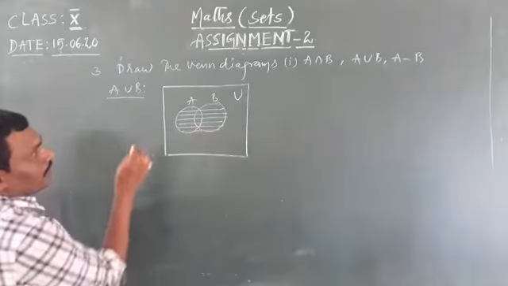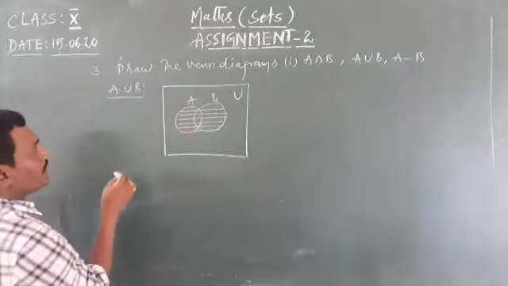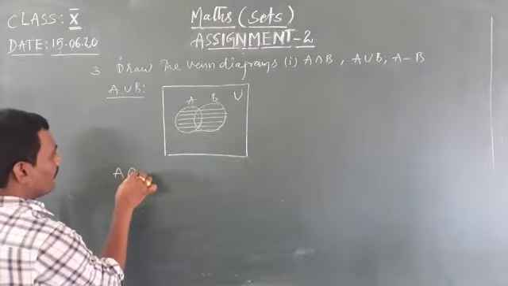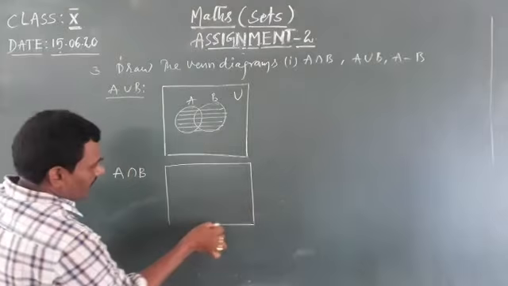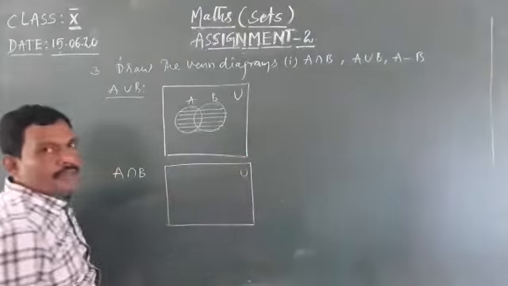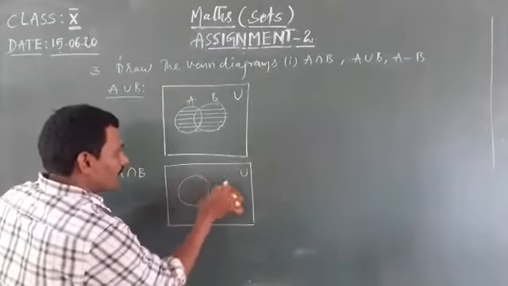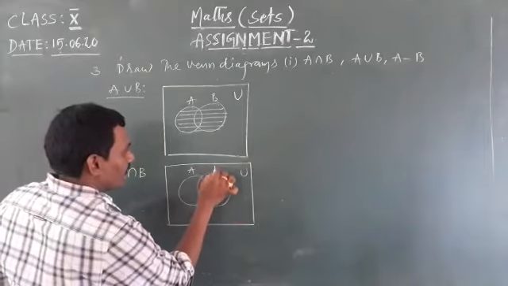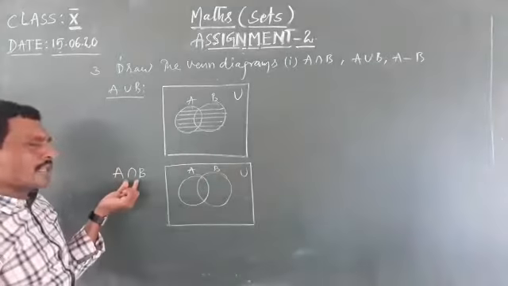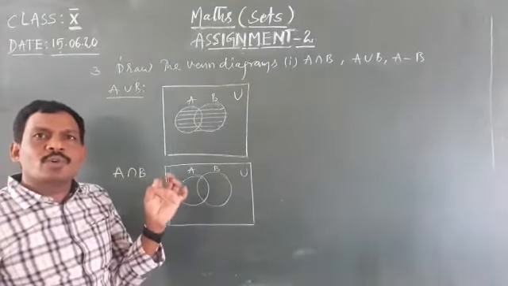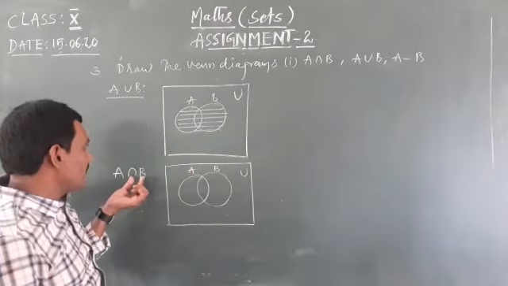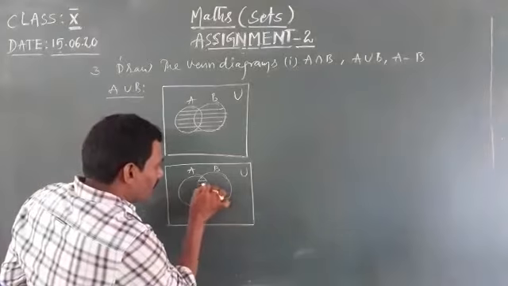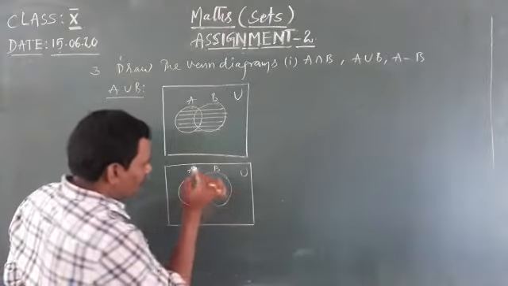The second one, A intersection B. Again, the universal set, with set A and set B. Intersection is the common elements of both set A and set B, which are the common elements in this shaded region.